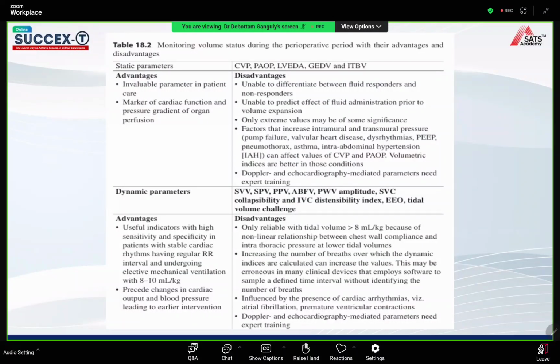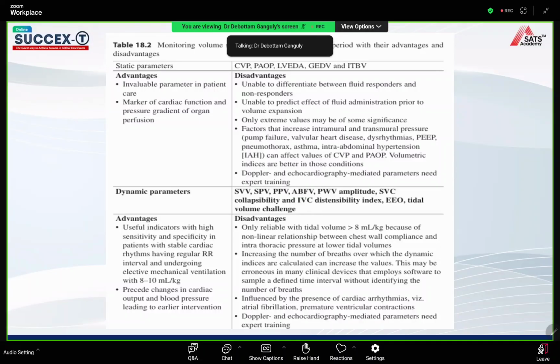But the thing is that the term is optimal fluid, not the amount. And what is adequate fluid we have to give to maintain something? So what is the something? This is the monitoring: monitoring volume status during the perioperative period, with advantages and disadvantages.